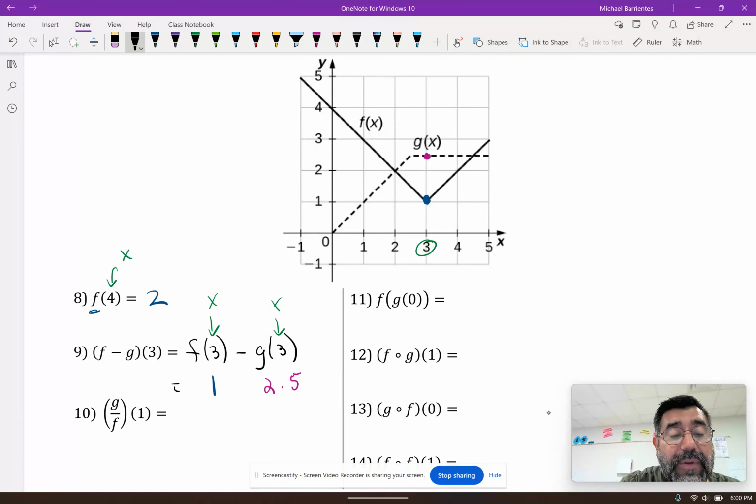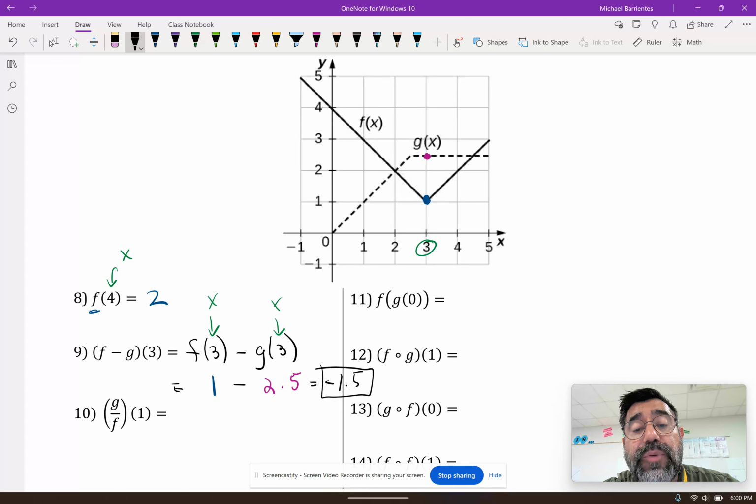But the problem told us to subtract those numbers. So if you subtract those numbers, 1 minus 2.5, well, that would be negative 1.5. And that's my answer. We subtracted the y values. You're really telling me how much distance there is between them if you subtract the blue point minus the purple point. And 1 minus 2.5 is negative 1.5.